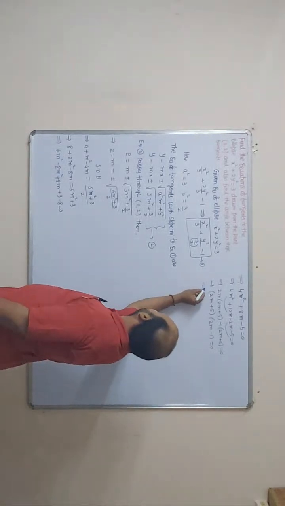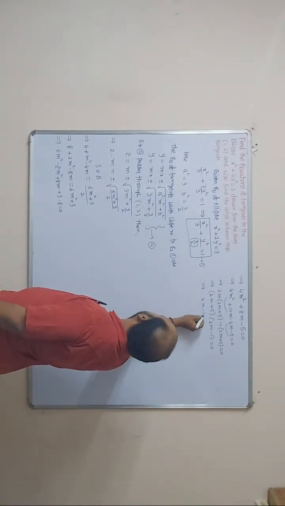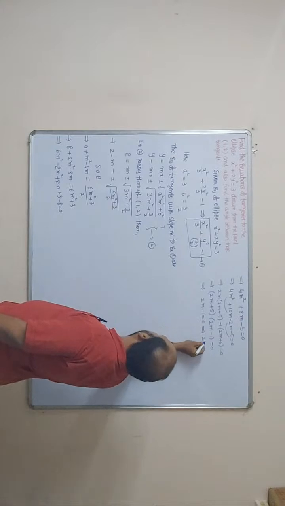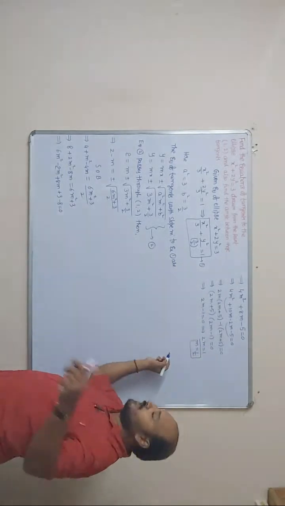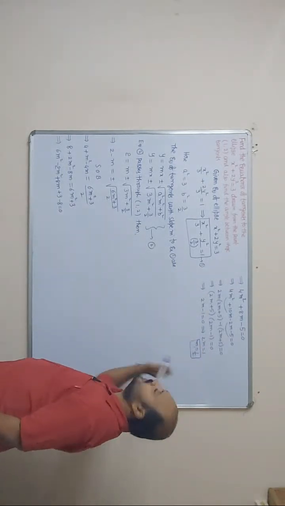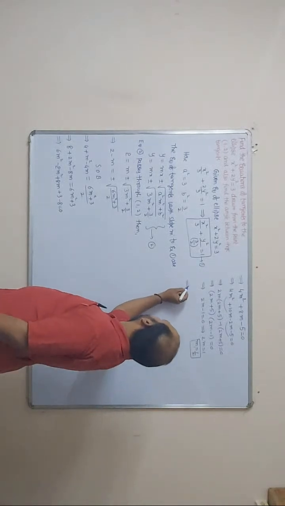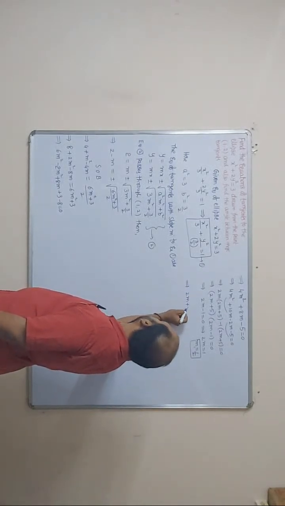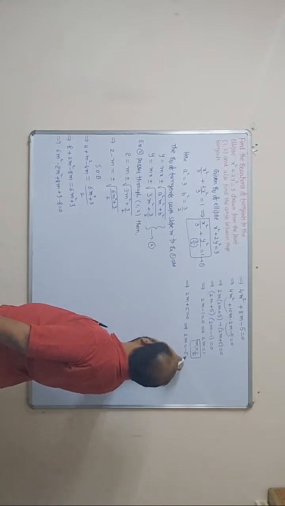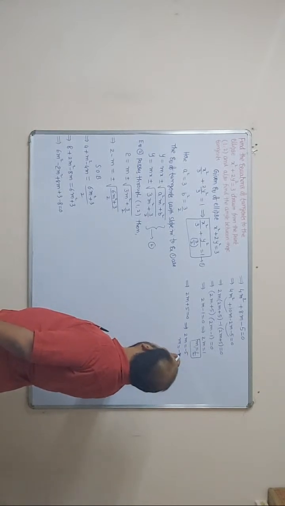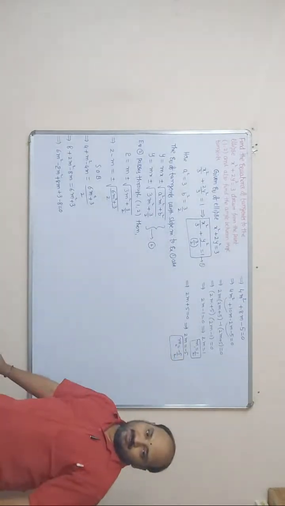So 2m minus 1 equal to 0. That implies 2m equal to 1, m equal to 1 by 2. One of the m values you can take as m1. Next, the second value of m: 2m plus 5 equal to 0. That implies 2m equal to minus 5, m equal to minus 5 by 2. The second value of m, you can take as m2.